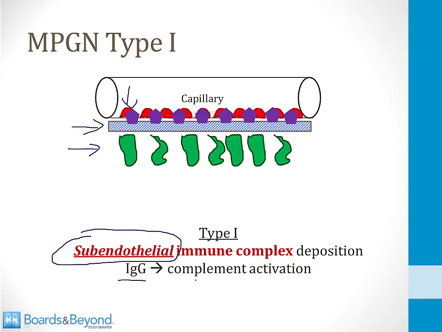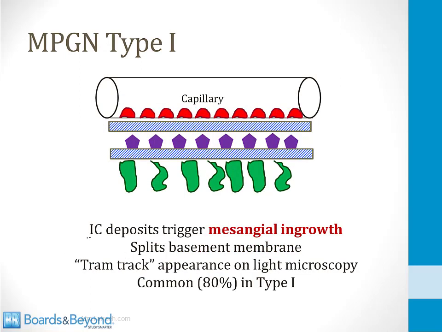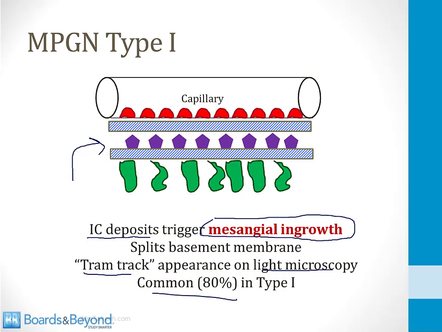And the IgG antibodies lead to complement activation and inflammation. In addition, the immune complex deposits trigger mesangial ingrowth. The mesangial ingrowth splits the basement membrane, as I've shown in this drawing on the screen. This can lead to what's known as a tram track appearance when you look at the capillary walls on light microscopy. And this tram track appearance is very common and occurs in 80% of cases of type 1 MPGN. You can also see it in type 2, but it's much more common in type 1.